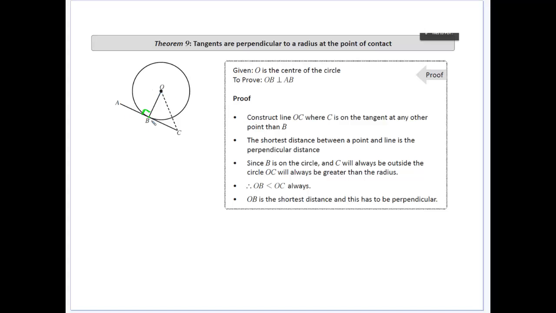a tangent to a curve, and OB would be the radius, the shortest distance between the 2 points is the perpendicular distance. B is always on the circle, C is outside the circle, and so OC is always going to be greater than OB. So OB is always less than OC. So OB must be the shortest distance, so it has to be perpendicular. So that's what we're looking at with that rule.